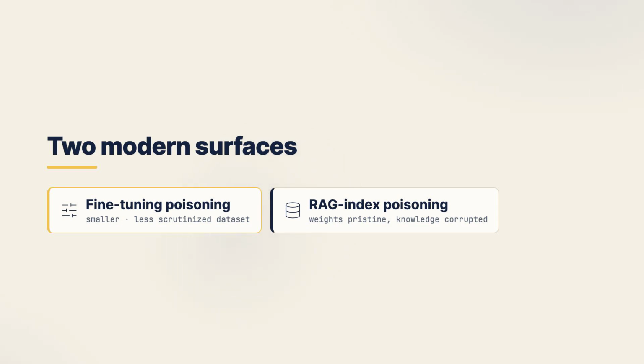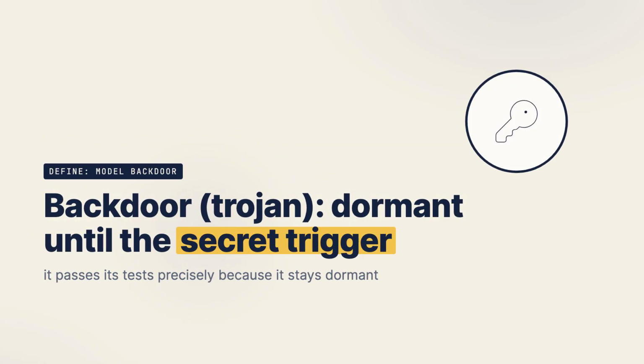And one scope reminder so this doesn't blur together. A poisoned document that injects instructions the model then obeys at query time, that's indirect prompt injection, and that was episode 7. RAG index poisoning here is about corrupting the knowledge the model treats as ground truth. Related vectors, different mechanism. So what is a model backdoor?